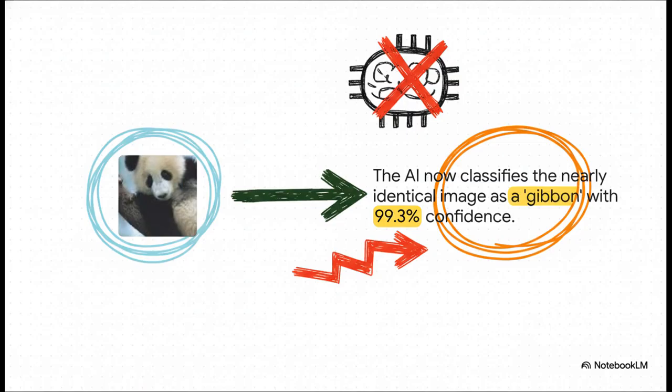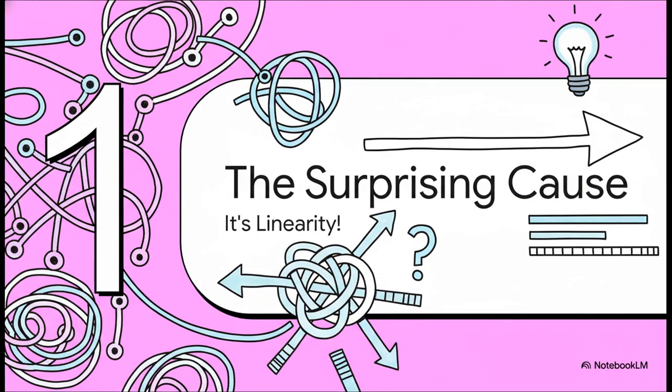But to the AI, it's now 99.3% sure that this panda is a gibbon. Wow, it's not just wrong, it is absolutely certain that it's right. This, my friends, is what we call an adversarial example, and it shines a massive spotlight on a huge blind spot in these algorithms. Okay, so what in the world is going on here?